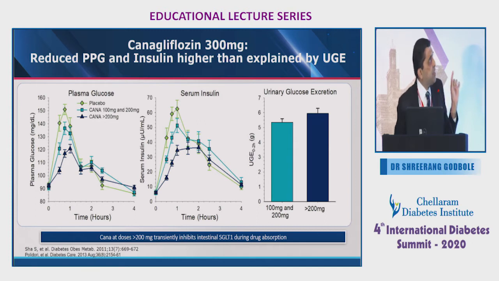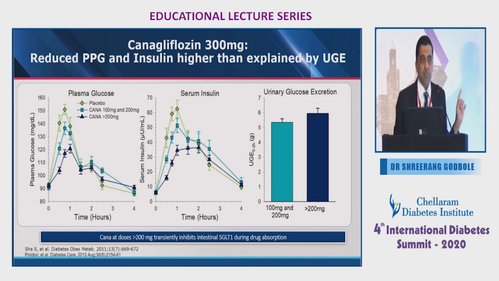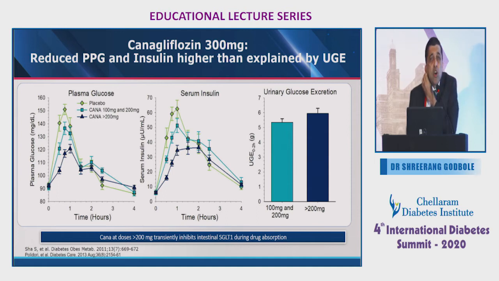You would get a significantly better reduction in plasma glucose and insulin excursions in the group using 200 milligrams and more versus 100 milligrams. Now, you might say that this is because of excess glucose excretion with the 300 milligram dose versus the 100 milligram dose.